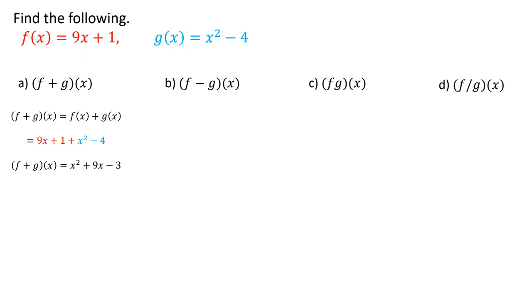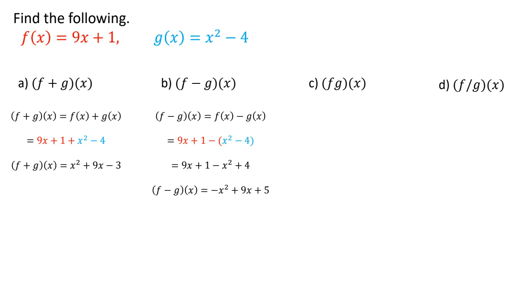All right, let's do B. Now they want me to subtract. They want me to do f minus g of x, meaning they want me to subtract function g from function f. Okay, so all I have to do is substitute. Replace f of x with 9x plus 1, which is the red one. And since I have a subtraction, I know I'm going to have to use the distributive property. So I put parentheses for my g of x, which is x squared minus 4. So the first thing that I needed to do is distribute that negative both to the x squared and to the negative 4, which is going to give me the negative x squared plus 4.